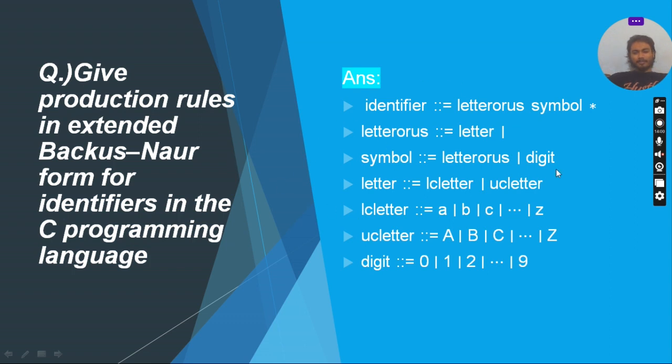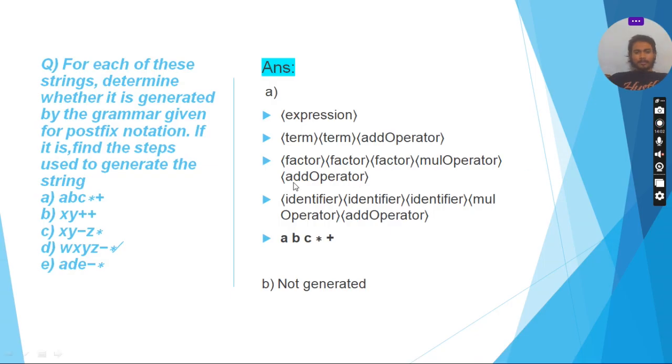Same question as we have done previously. This is also a type of question which is very interesting to solve. For each of these strings, determine whether it is generated by the grammar given for postfix notation. If it is, find the steps used to generate the strings: ABC asterisk plus, XY plus, XY minus Z, WXYZ negative asterisk slash, ADE negative asterisk. So how do we solve it?